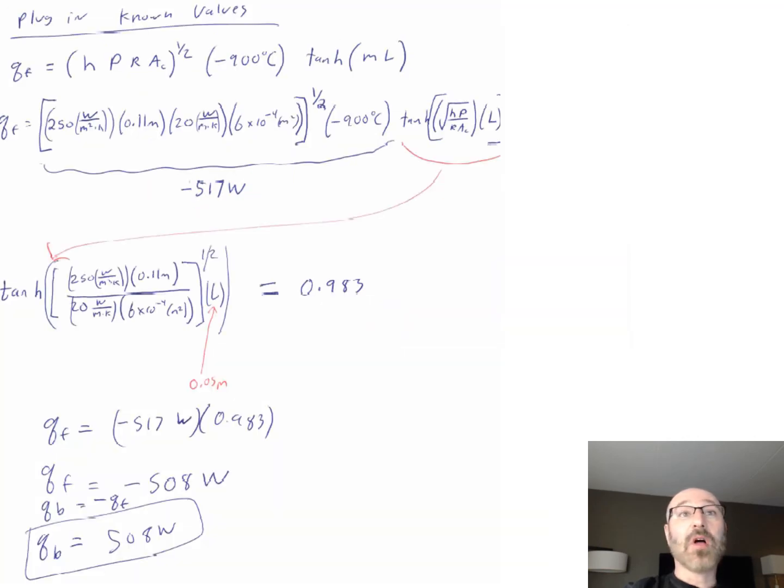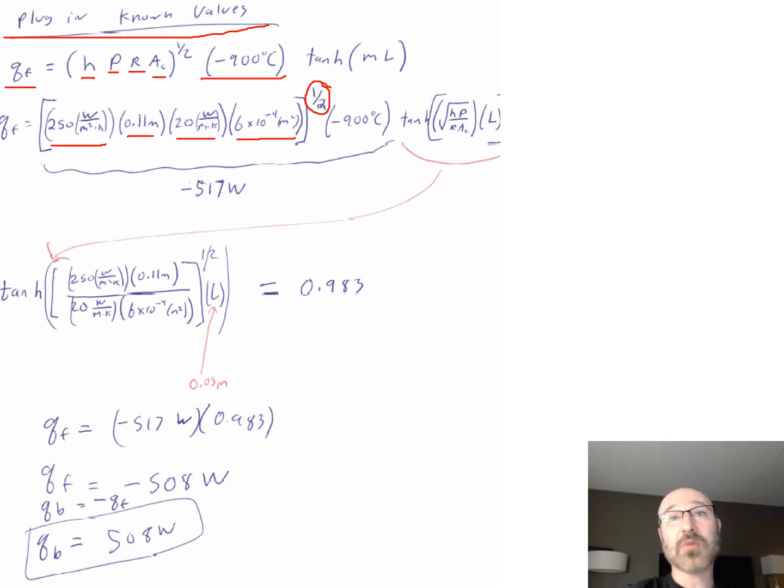So we'll start plugging in all of our known values right there. So we have our Q sub F that we're solving for. So this is h. Well, our h value was given to us as 250 watts per meter squared Kelvin for our units. Our perimeter was 0.11 meters. Our k value was given to us as 20 watts per meter Kelvin. And our A sub C is given to us as 6 times 10 to the negative 4th meters squared. All of this to the 1/2 power, times our theta B, which we've just plugged in as negative 900 degrees Celsius, times the hyperbolic tangent of, we can see here, our ML.